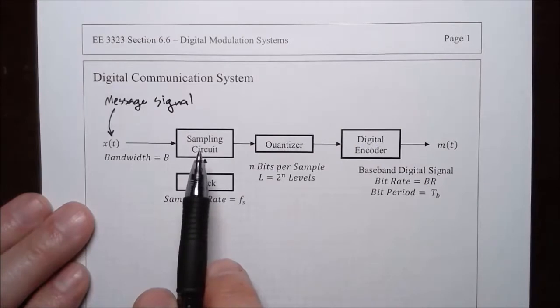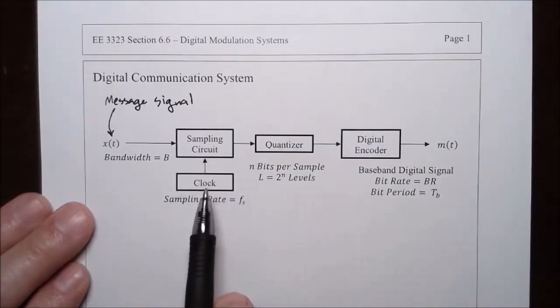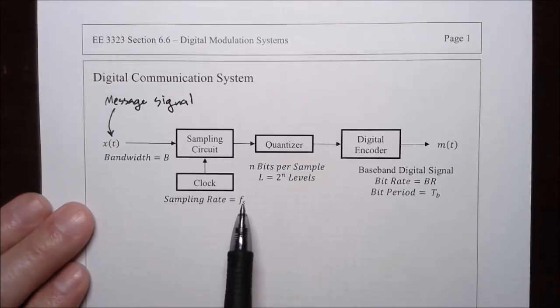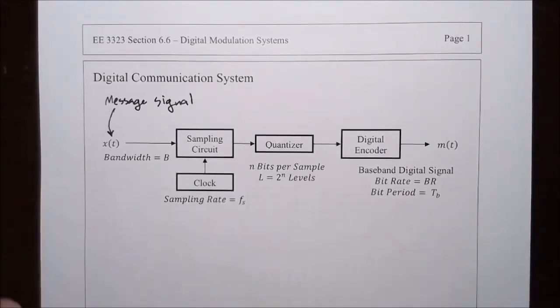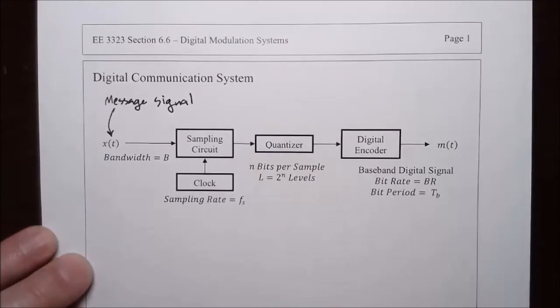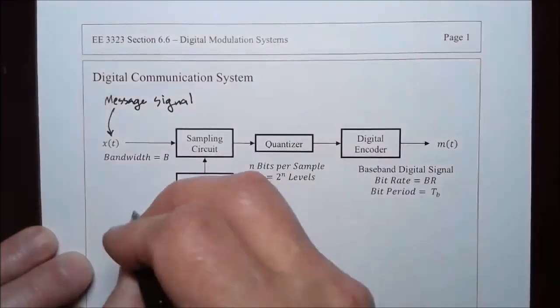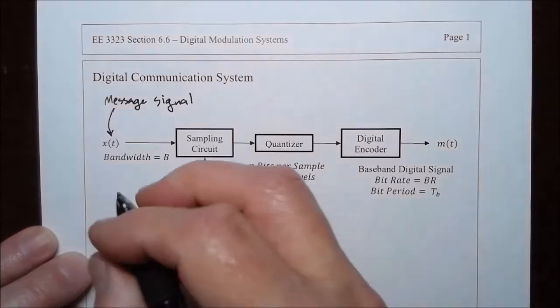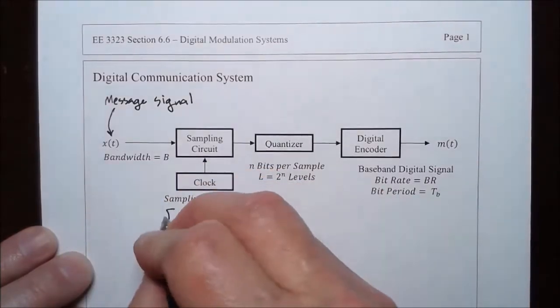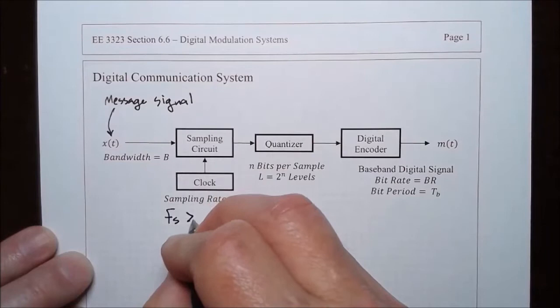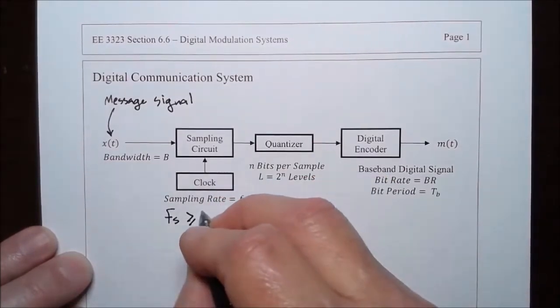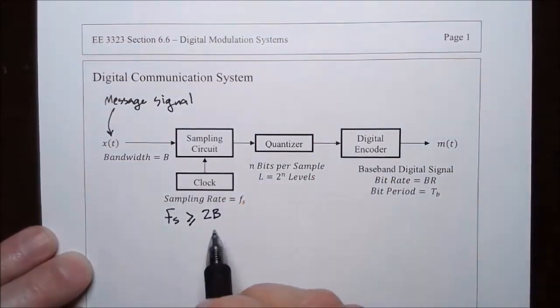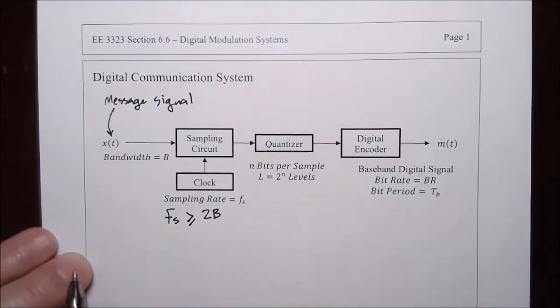That's applied to a sampling circuit controlled by a clock which sets the sampling rate f sub s. To reconstruct the original signal from the samples, the sampling rate has to be greater than or equal to twice the bandwidth of the original signal.